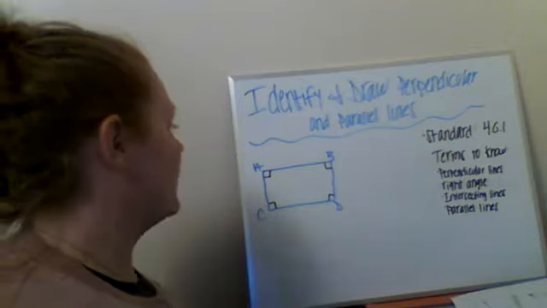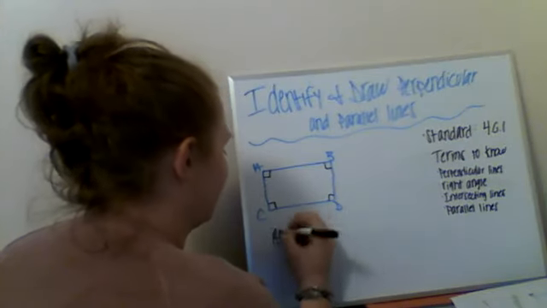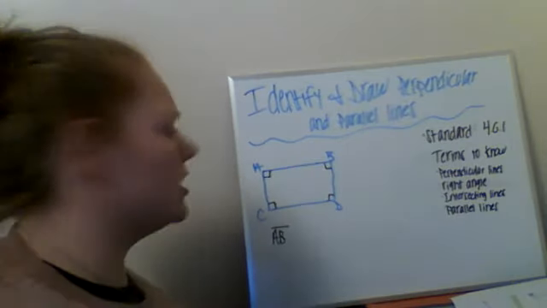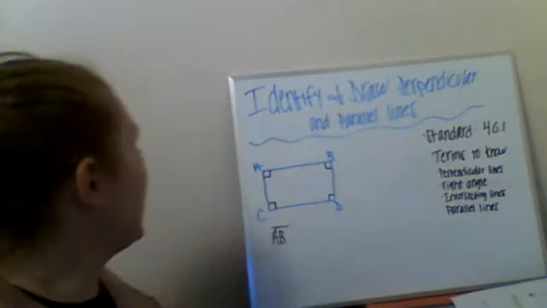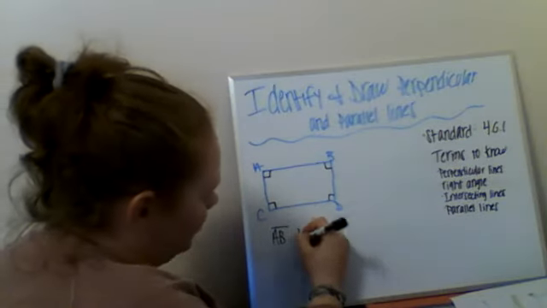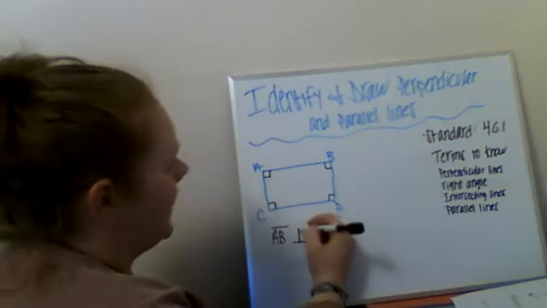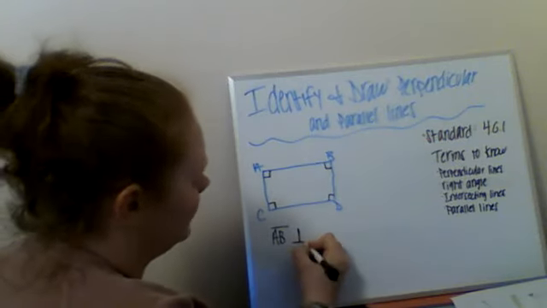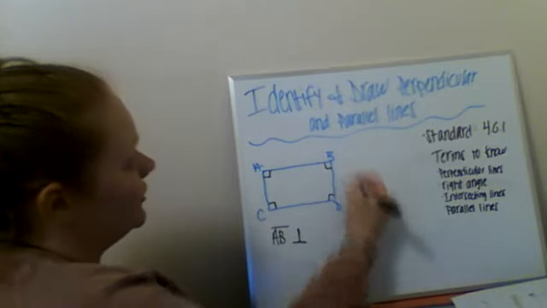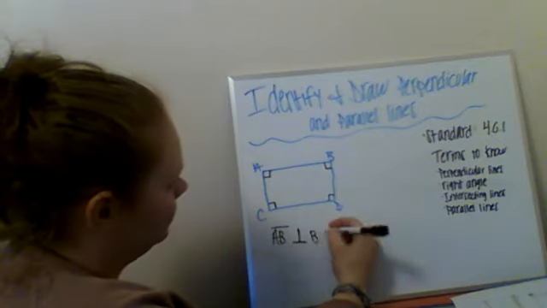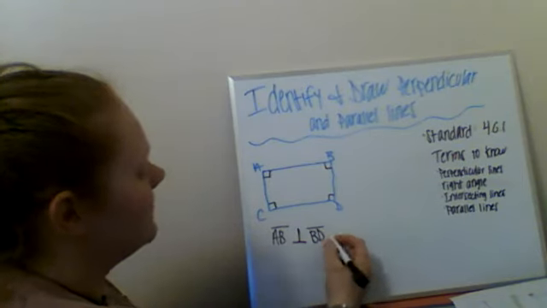Okay, so let's go with line segment AB. I'm going to draw it down here. I'm going to draw my line segment AB, and remember, you draw a line segment with the two points that you use and the line above it. AB is perpendicular, and the symbol for perpendicular is an upside down capital T. So you have your vertical line and then a horizontal line, or your upside down T. And it's perpendicular to line segment BD.